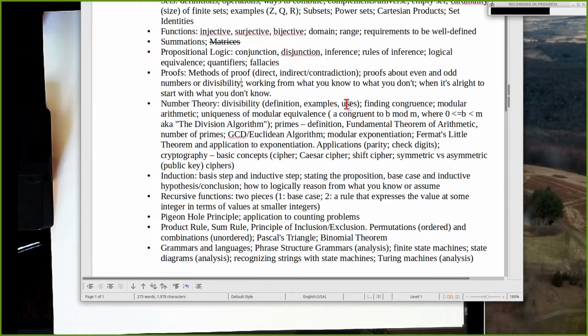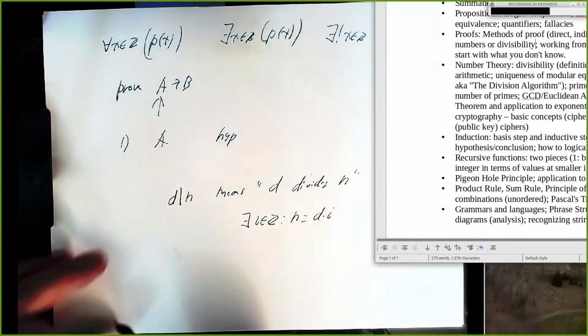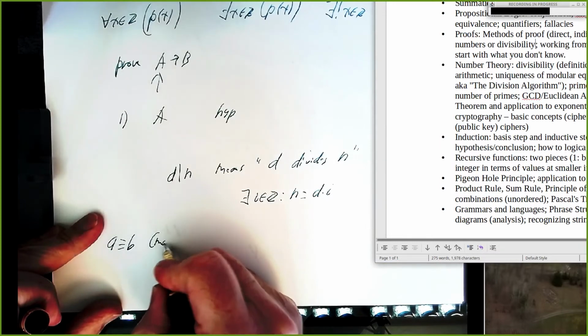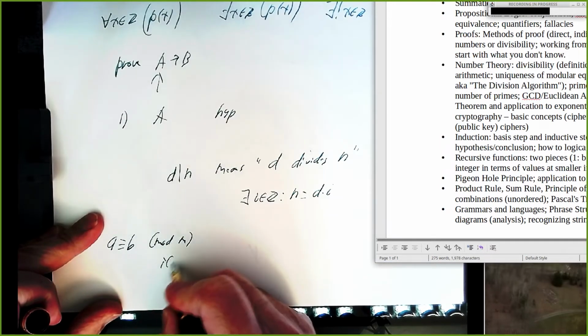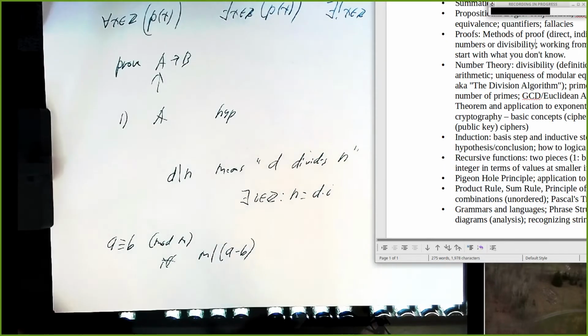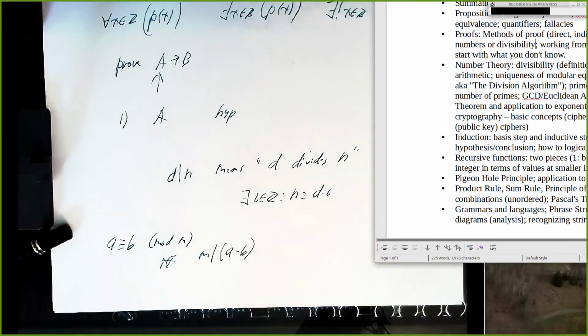All right, so divisibility, definition, examples, uses, congruence. So congruence is looking at remainders when things are divided. And there's two ways to look at congruence. A is congruent to B mod M means exactly the same thing as M divides the difference of A and B. So if the difference of two things is a multiple of M, those things are congruent modulo M.